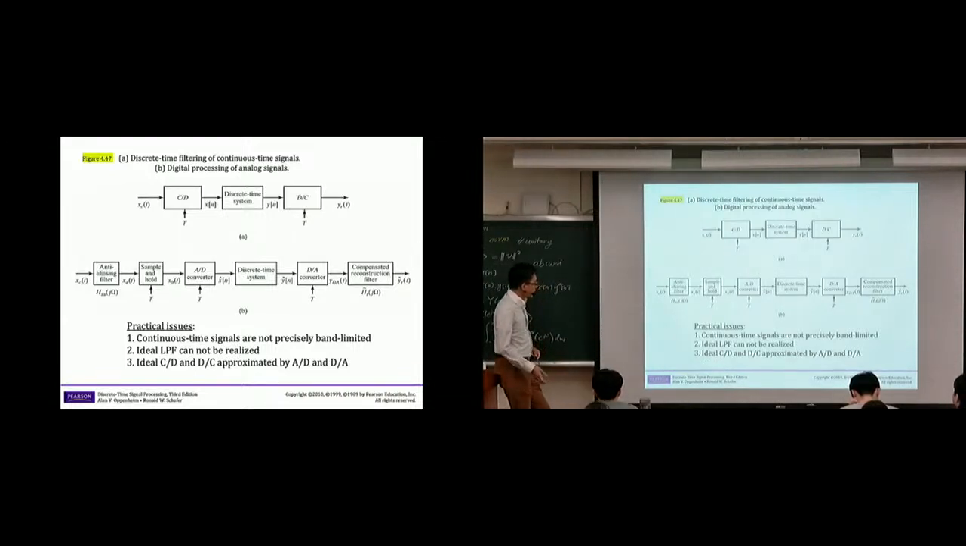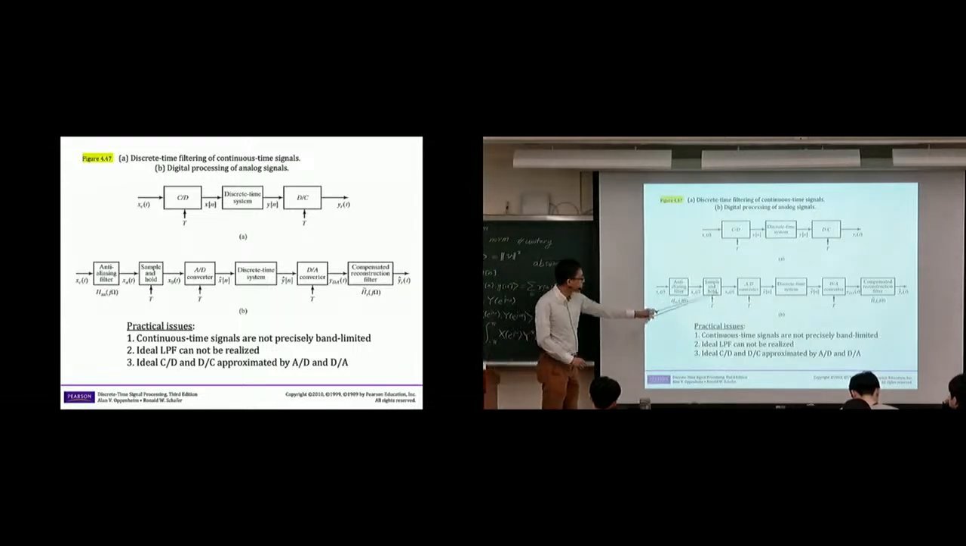So let me summarize with you a few practical issues. The first practical issue is that continuous time signals are not precisely band limited. Continuous time signals, strictly speaking, have extended bandwidth, right? So you need to practically just do the low pass filter, okay? Whenever you are going to sample your signal next, it's absolutely recommended that we prevent aliasing. Limit your bandwidth first to ensure that there will be no aliasing. Okay, that's practical issue number one.